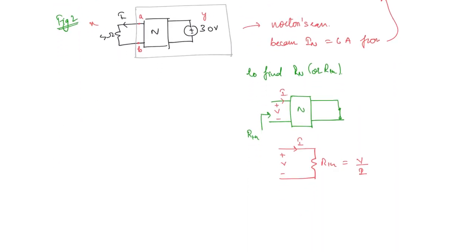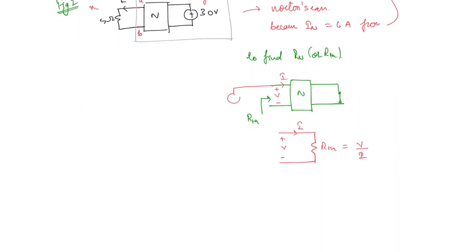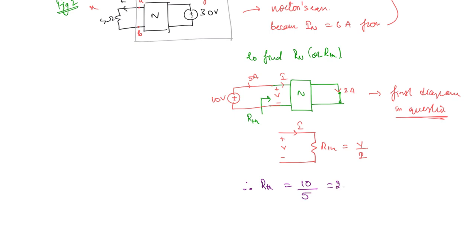So if you connect a 10 volt source here, then 5 amperes is going in, and 2 amperes was flowing. This was from the first diagram given in the question. So what are you going to get here? RTH, therefore RTH is equal to 10 divided by 5, which is 2 ohms. So that means all of the information they have given in terms of the figures, you will have to just find out what that is.